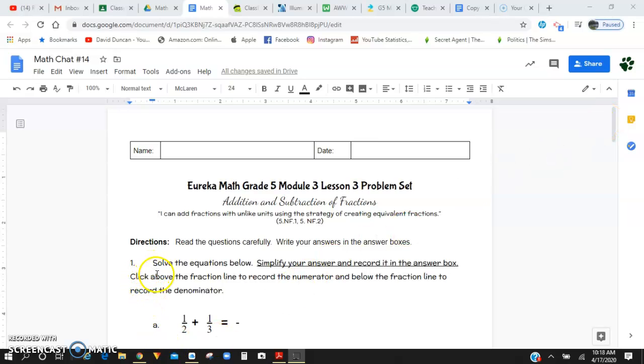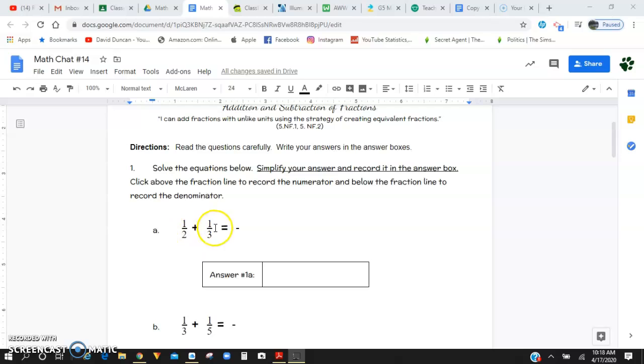Problem 1 says solve the equation below, simplify your answer, and record it in the answer box. Click above the fraction line to record the numerator and below the fraction line to record the denominator. So if you look right here, I've created that: if you click up top here, you can put in your numerator, and if you click down here, you can put in your denominator. You've got to play around with it. I'm not saying that's the answer, but you're going to be able to go in and add your numerator and denominator and then put your answer in here as well.